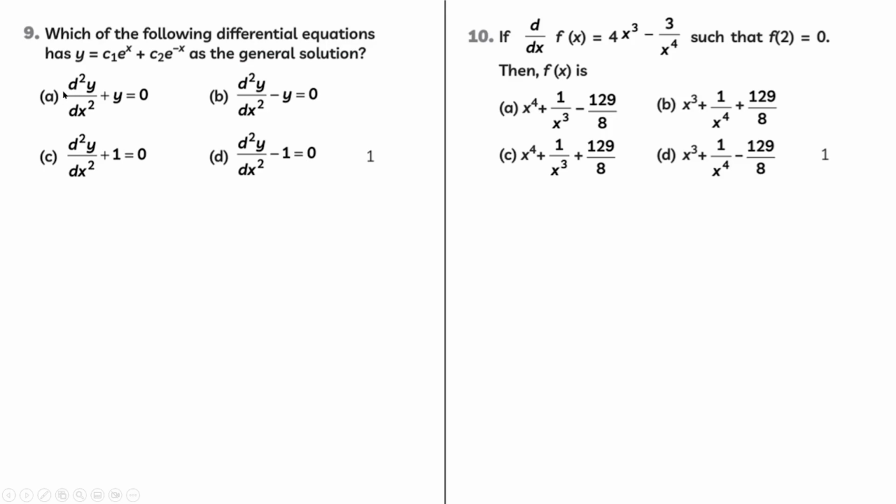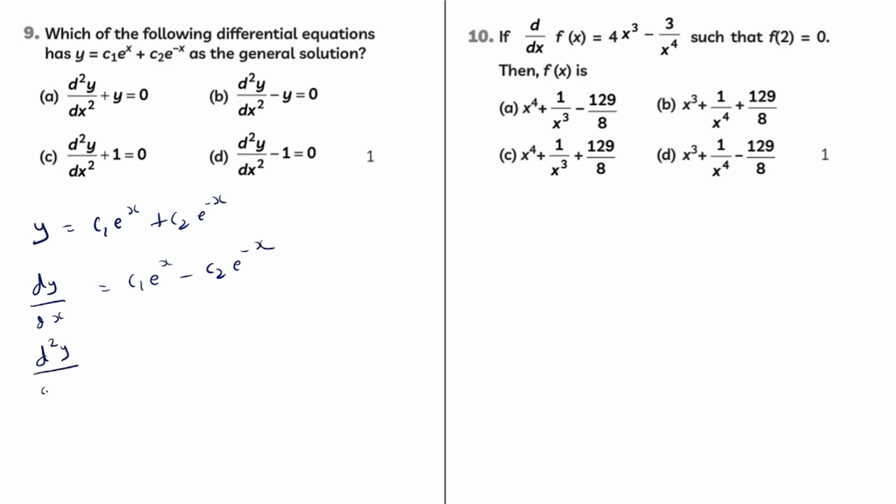Moving on, next question. Which of the following differential equations has y equal to c1 e raised to x plus c2 e raised to minus x as the general solution? So here we can see that all the options have up to the second derivative. So let us find up to the second derivative and choose the option. So here we have y equal to c1 e raised to x plus c2 e raised to minus x. Now dy by dx will be c1 e raised to x minus c2 e raised to minus x.